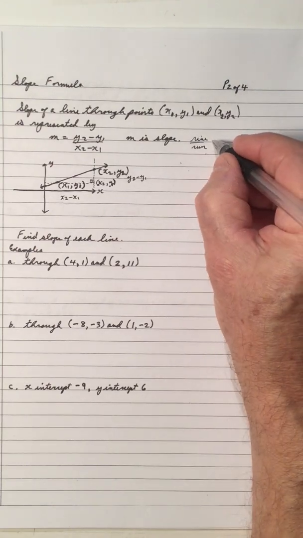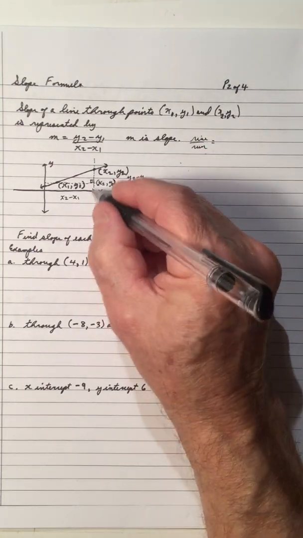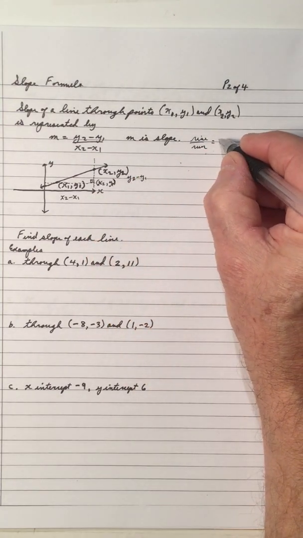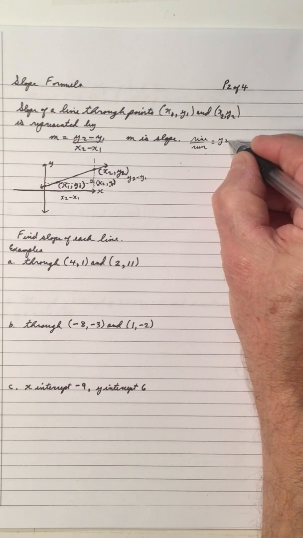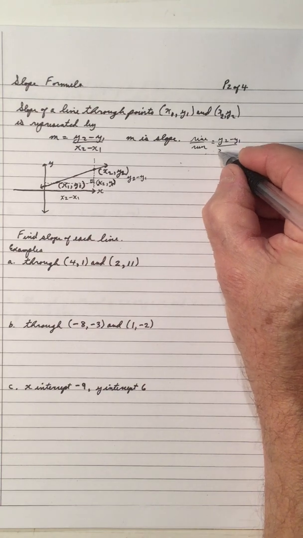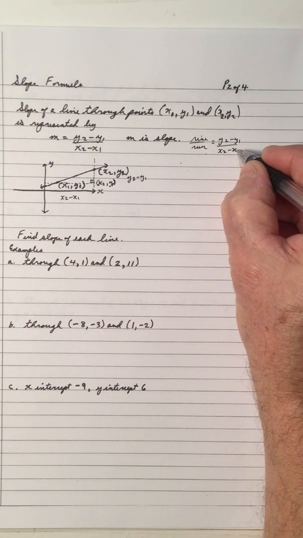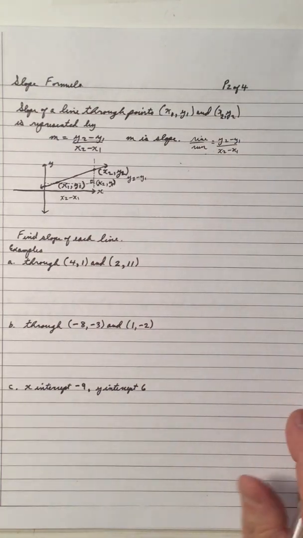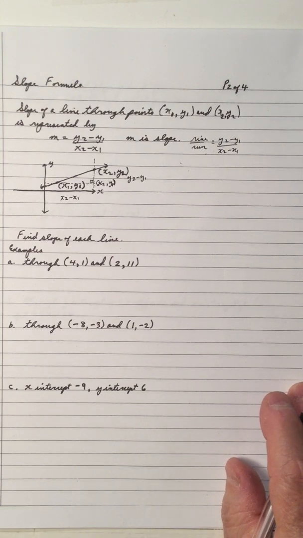But the slope is the rise over the run, so the rise is the y, so that's why it's y2 minus y1, over the run, which is the x, which is x2 minus x1. So when I do slope, I think of rise over run, the y's over the x's.